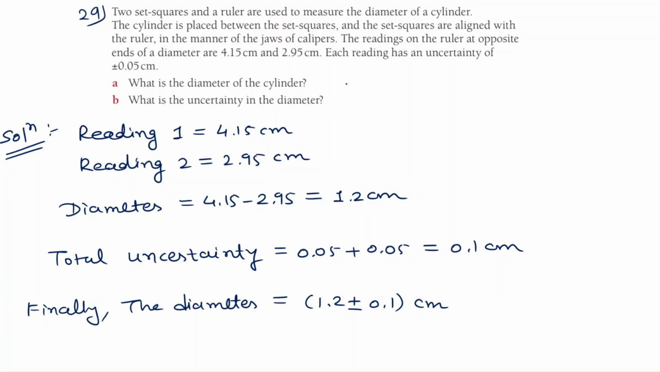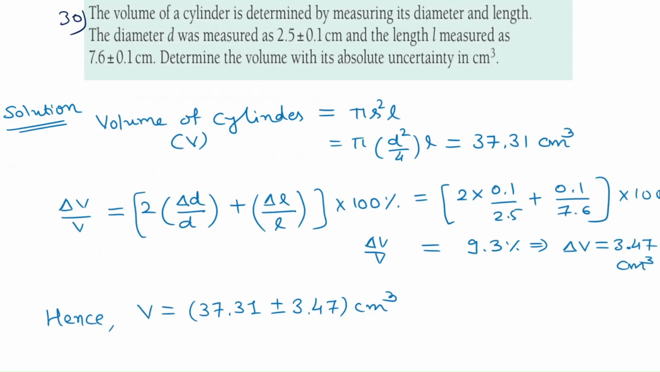Now we go to question number 30. Again, this is a similar kind of question. We already solved it. It says the volume of a cylinder is determined by measuring the diameter and length. The diameter was this value and the length has this kind of value. Both have an uncertainty, so we have to find the absolute uncertainty in centimeter cube.